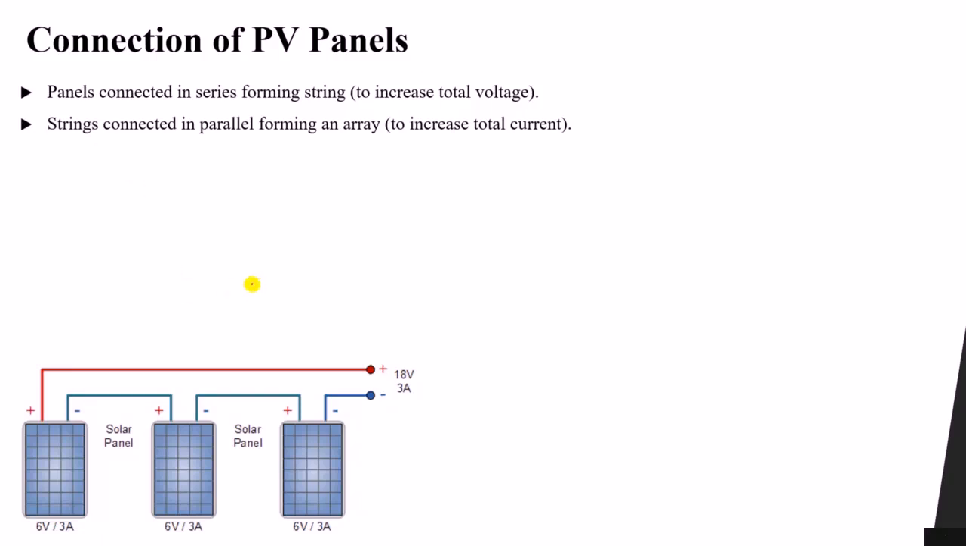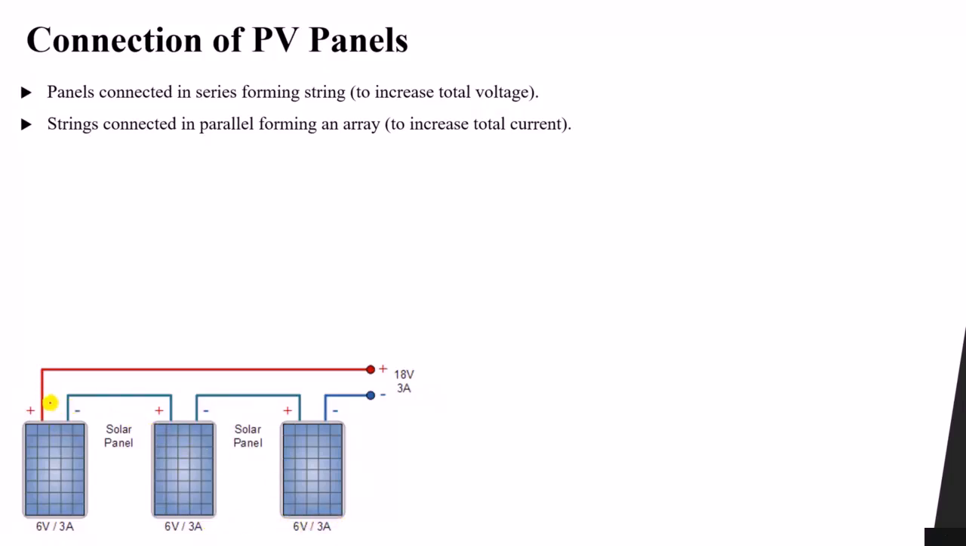So as you can see here in this example, this panel, for example, produces 6 volt and 3 ampere at any condition, in general. And this one produces 6 volt and 3 ampere. Or we can say, for example, these values are the values at peak power, as an example. So we have 6 volt, 3 ampere, 6 volt, 3 ampere, 6 volt, 3 ampere.